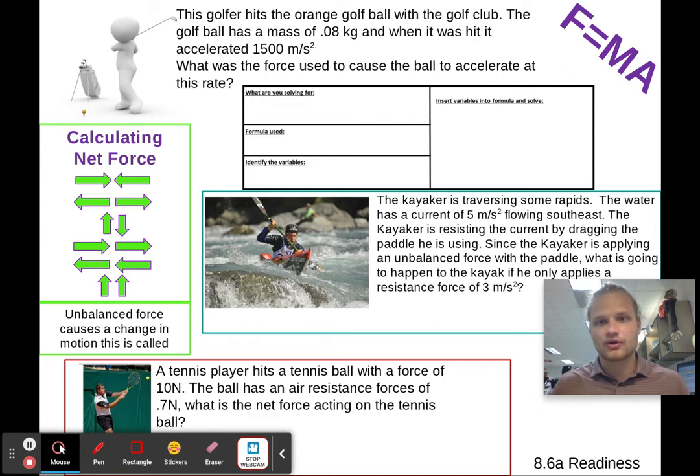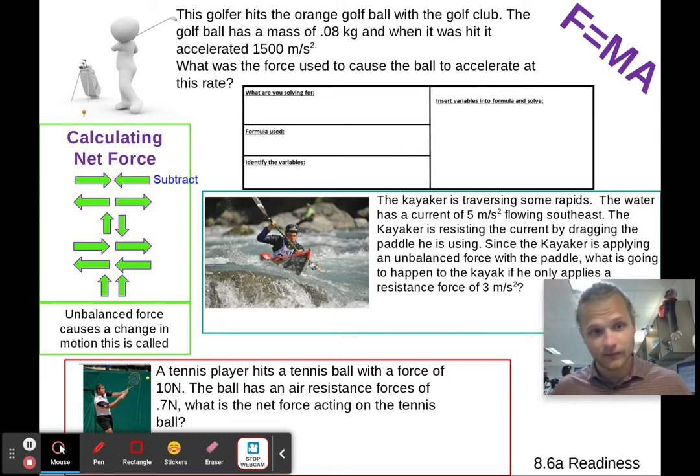So the golfer hits an orange golf ball with his golf club. The golf ball has a mass of 0.08 kilograms, and when it was hit, it accelerated 1,500 meters per second squared. What was the force used to cause the ball to accelerate? So, what are we solving for?